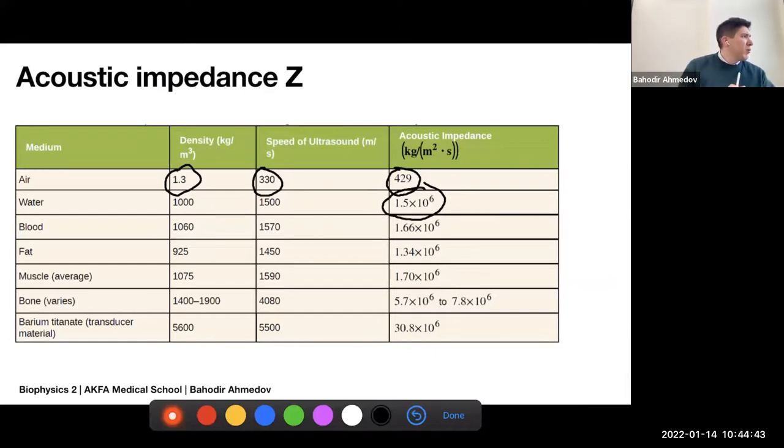So as a rule, we're going to measure this in rayls, something which is called the rayl. So we're going to denote this as Z. So for the water, the acoustic impedance is about 1.5 megarayls.